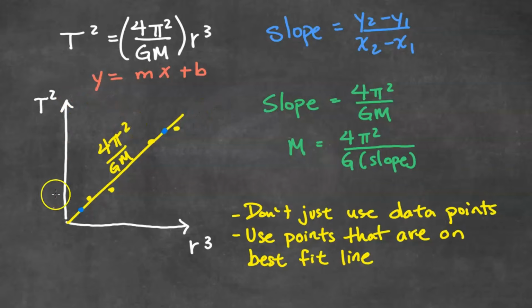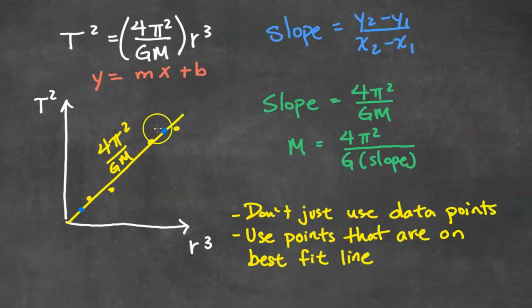So if you graph the period squared versus the radius cubed, you get a slope, and that slope is going to represent this value right here, 4 pi squared over big G times big M. And how do I know that? Because this has the format of y equals mx plus b, the slope-intercept equation. And the slope right here, the m right here, is the 4 pi squared over big G times big M.